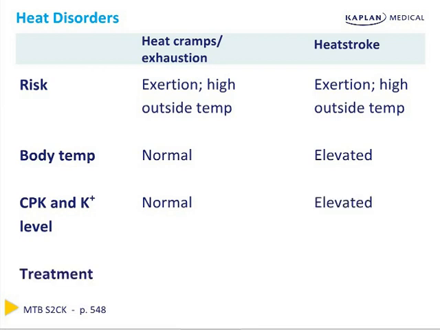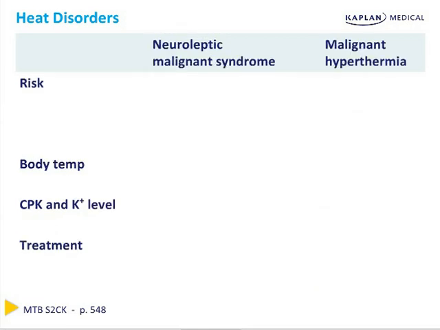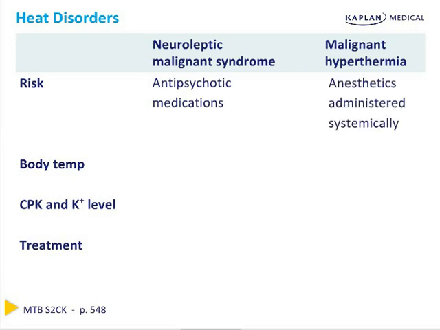The treatment for somebody with heat cramps is oral hydration and electrolyte therapy. In somebody with heat stroke, it's actually IV fluids and evaporative therapy. The next 2 heat disorders present very similarly. The history will be your clue in getting the answer right. To develop neuroleptic malignant syndrome, there will be a history of antipsychotic medication use. For malignant hyperthermia, there will be anesthetic medications that have been administered systemically.